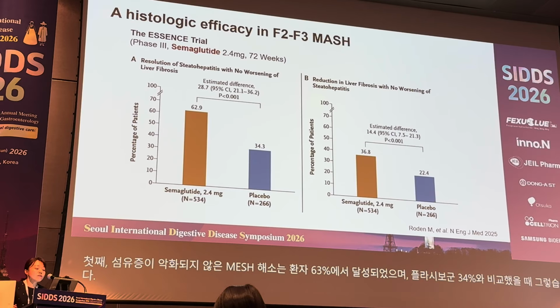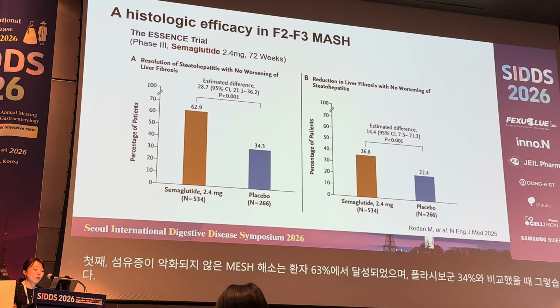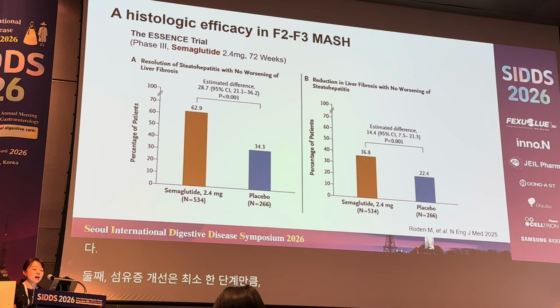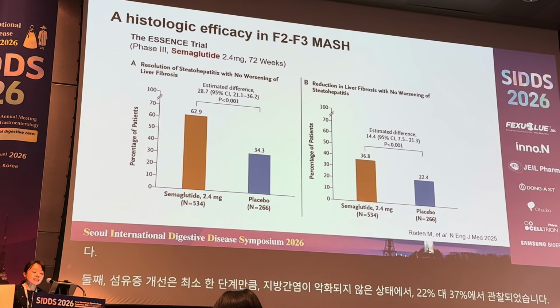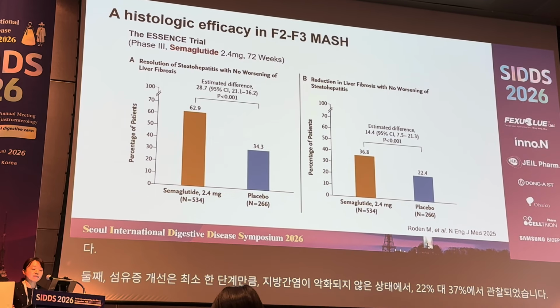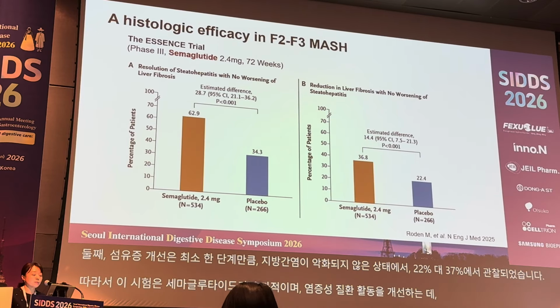Second, improvement in fibrosis by at least one stage without worsening of steatohepatitis was seen in 37% versus 22%. So, this trial suggests that semaglutide is effective in improving inflammatory disease activity with a modest effect on fibrosis.